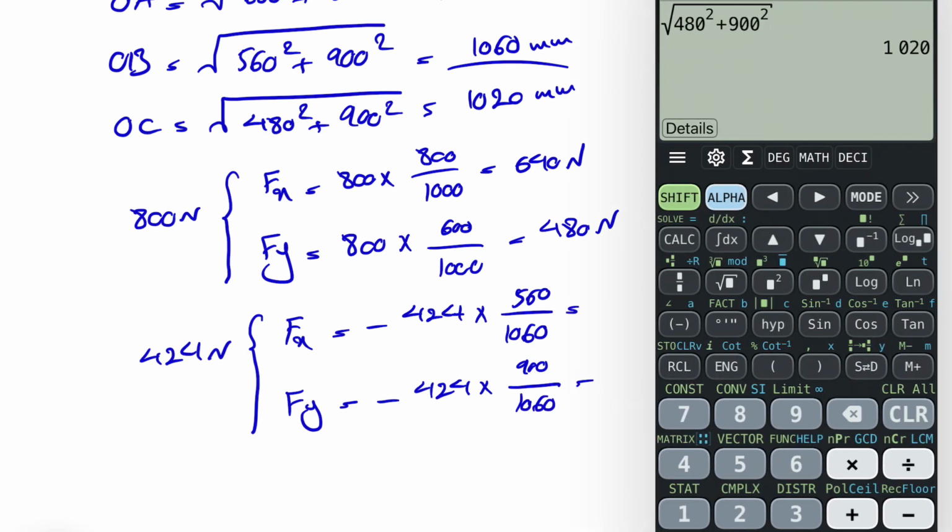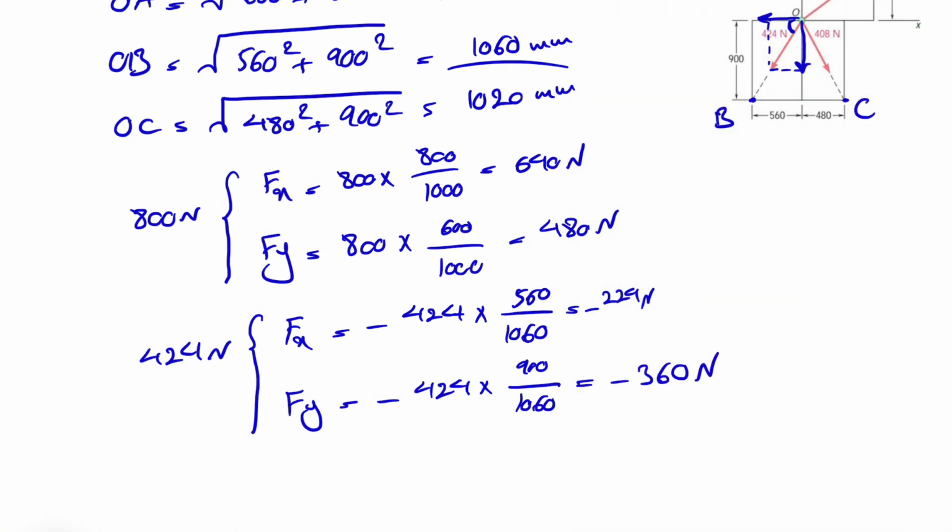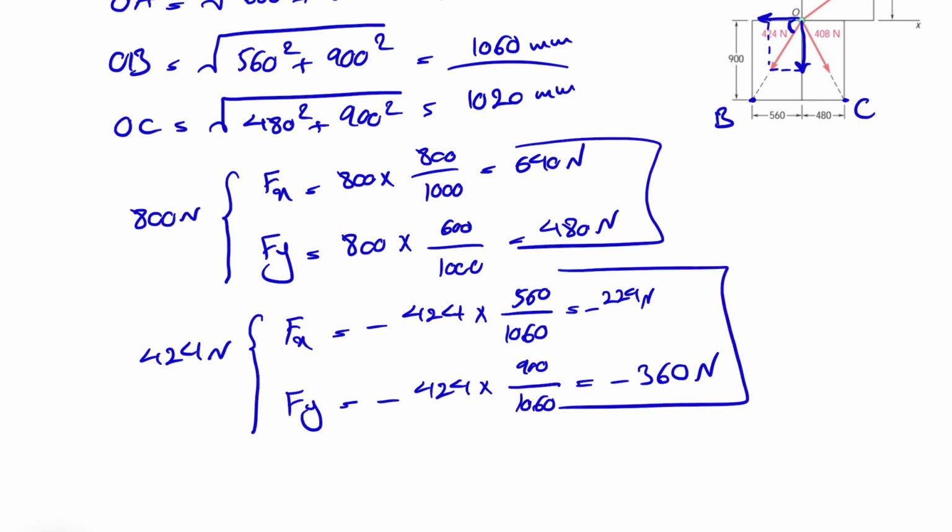So let's calculate each of these. 424 times 560 divided by 1060. That's going to be minus 224 Newton. And we have 424 times 900 divided by 1060. And that's going to be minus 360. So that would be the answer for the 424 Newton.